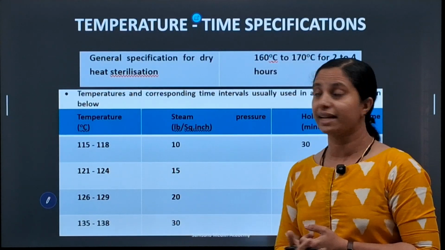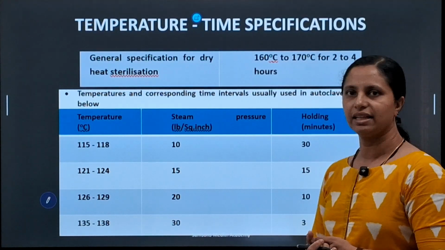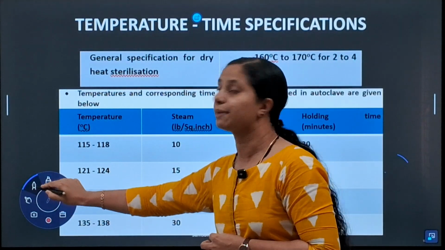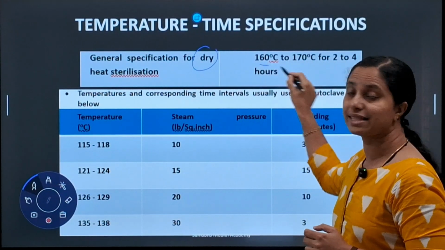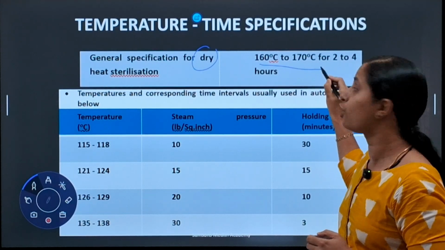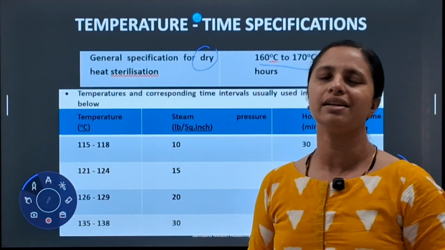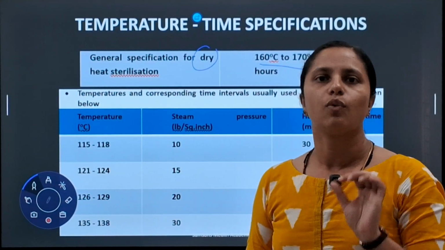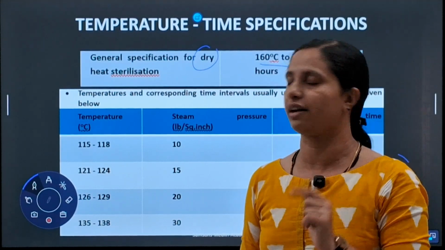So here is the temperature time specification for various sterilization methods. The first one which we have to remember is the general temperature time specification for dry heat sterilization, that is 160 to 170 degrees Celsius for 2 to 4 hours. For dry heat sterilization, the general temperature time specification is 160 to 170 degrees Celsius for 2 to 4 hours.